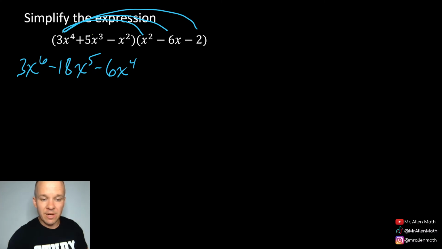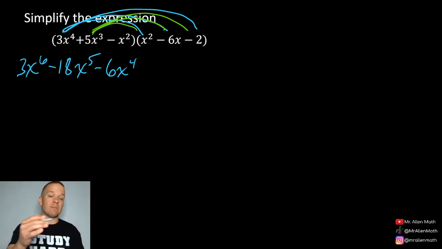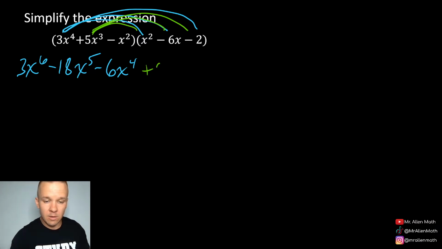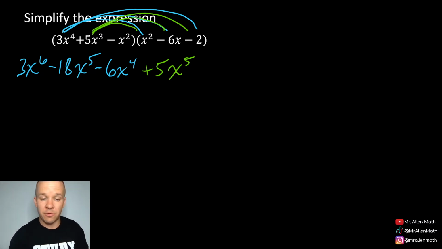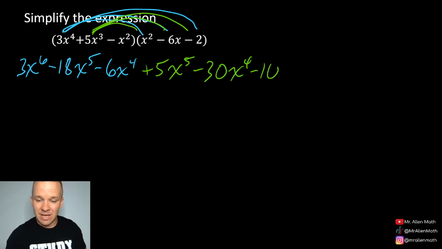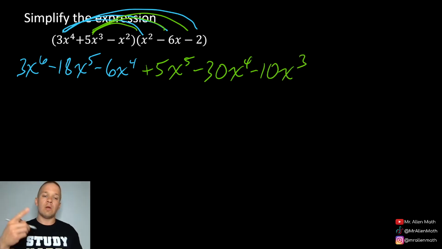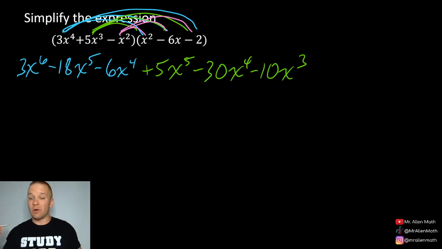So I've got 5x cubed multiplied to each one in the second set of parentheses. So 5x cubed times x squared is going to give me 5x to the fifth. And then I got 5x cubed times negative 6x. It's going to give me negative 30x to the fourth. And then I got 5x cubed times negative 2 gives me negative 10x cubed. Lovely.